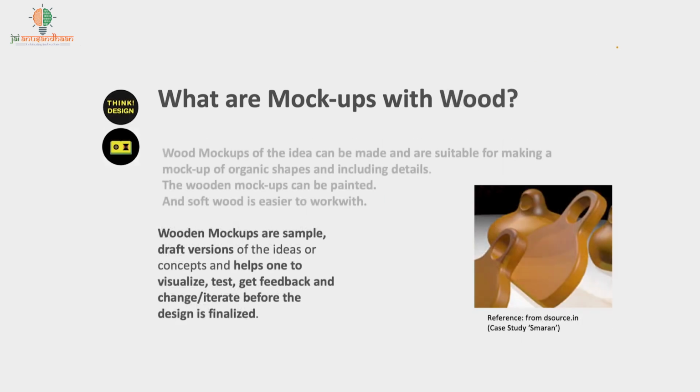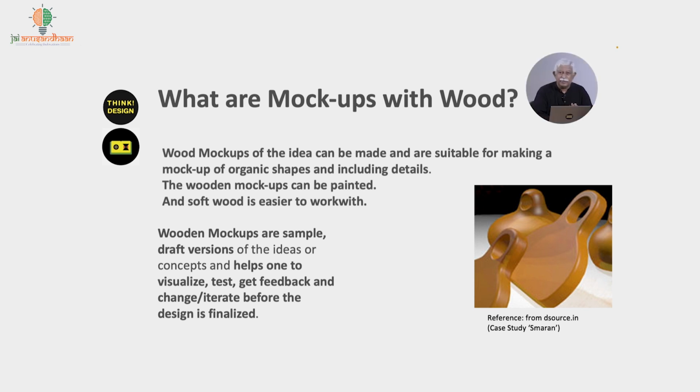Let's look at wood as an alternative. Wood mock-ups of an idea can be made and are suitable again for making organic shapes. Wood allows you to do details. Okay, and wood you can paint so it looks like the object that you want it to be, and you can make use of softwood. It's easier to work with, and again they are sample draft versions of it. Okay, and again you can show it and get feedback and then iterate on that.